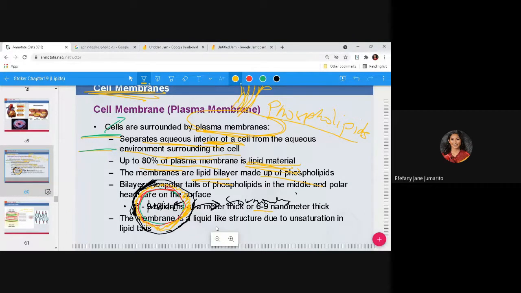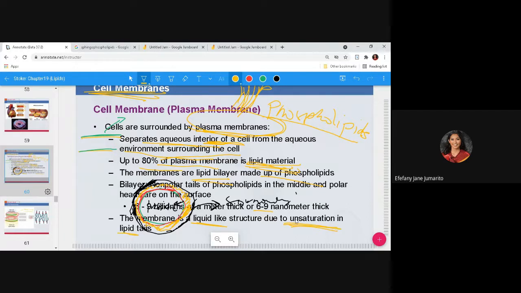Then it's about 6 to 9 nanometers thick. And the membrane is a liquid-like structure due to unsaturation in the lipid tails. Unsaturation. Because when it is unsaturated, class, is it solid or is it liquid at room temperature? It says here that the membrane is a liquid-like structure due to unsaturation of lipid tails.